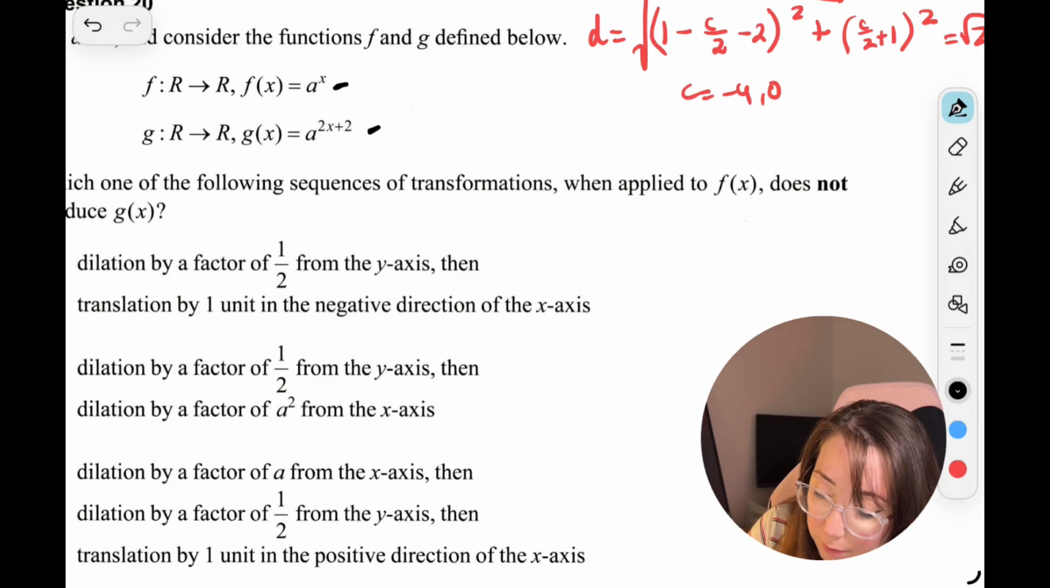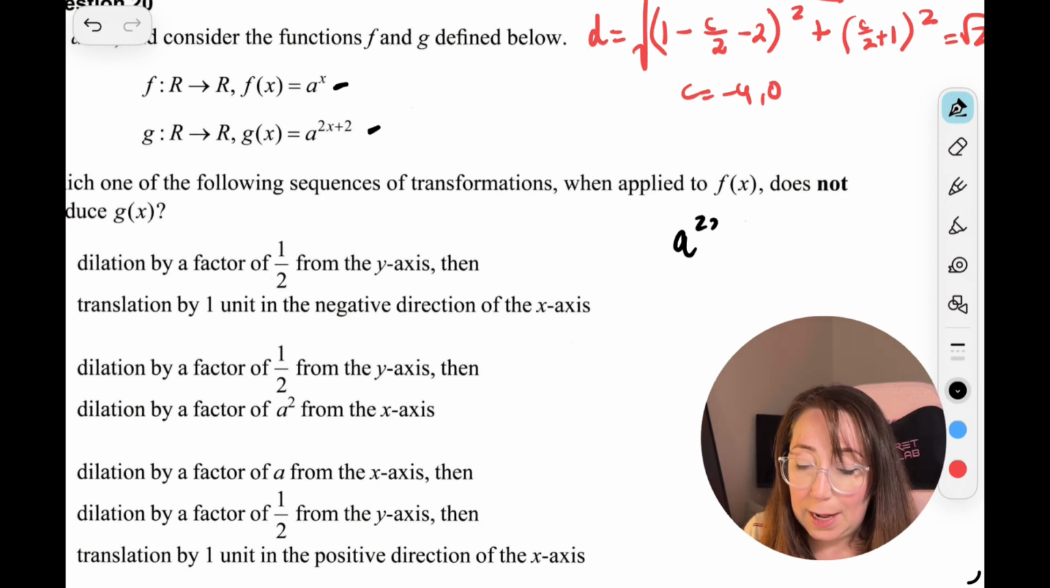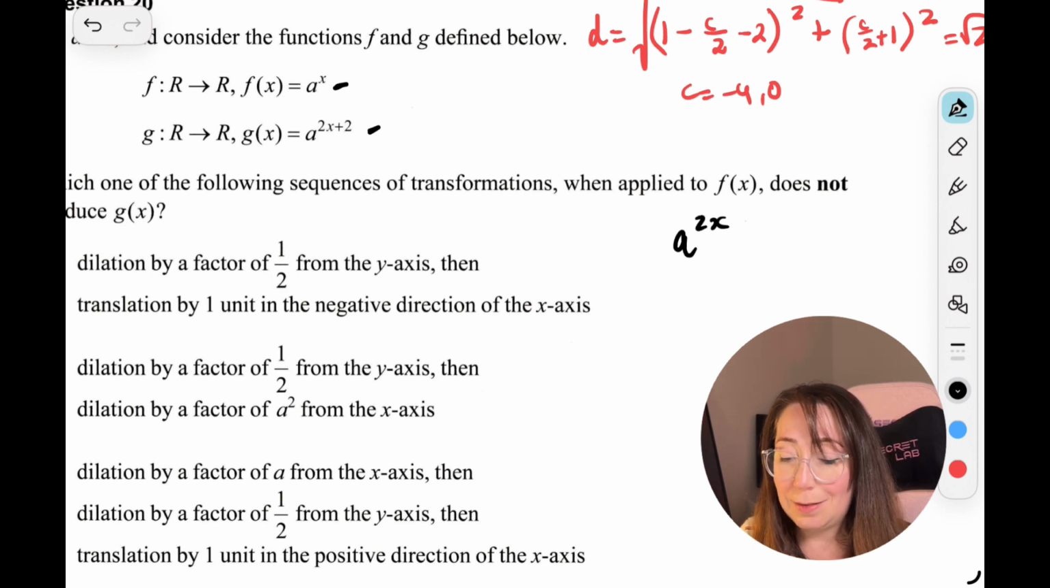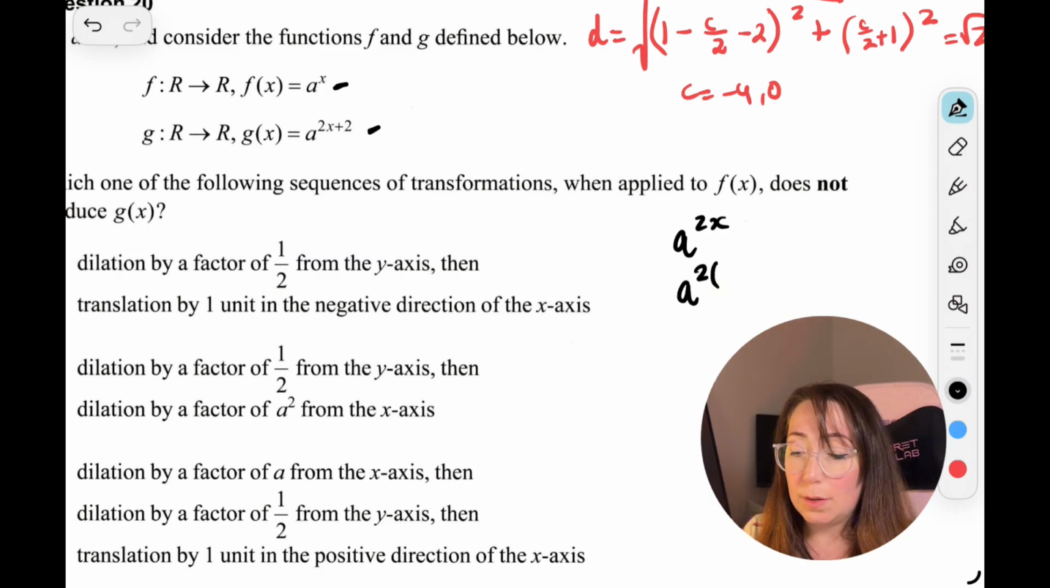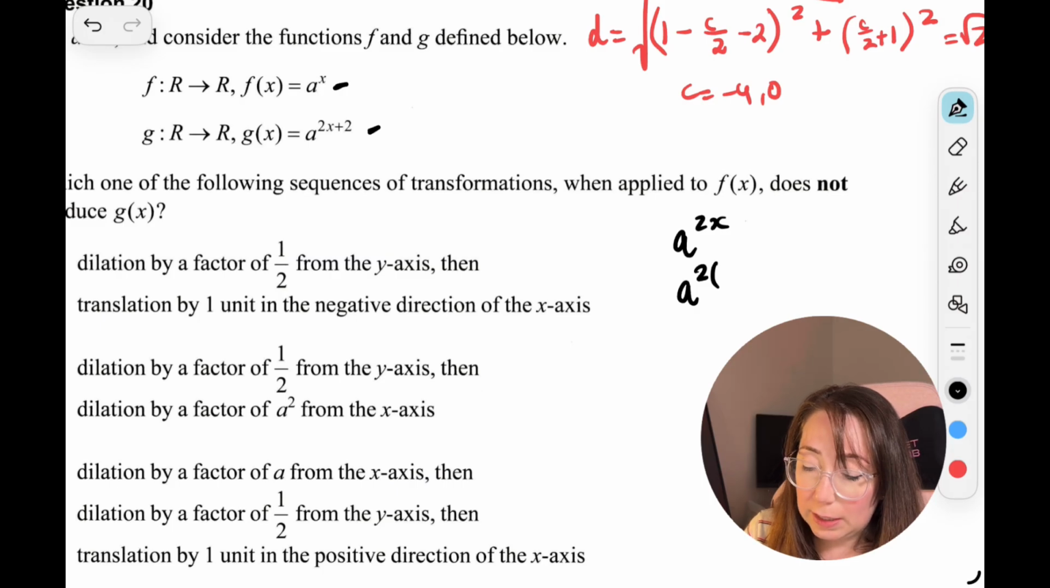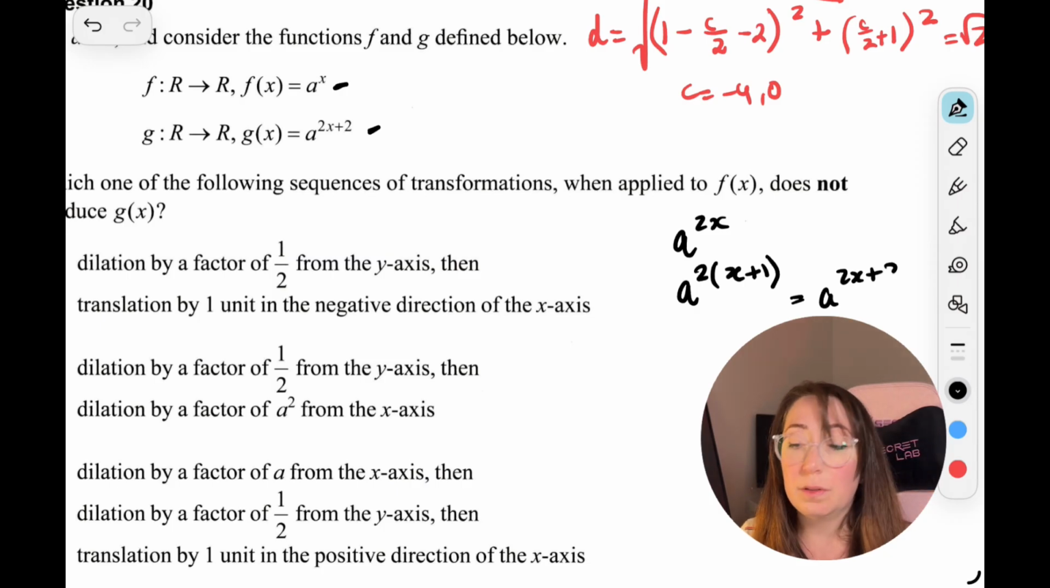So we've got a to the power of x. So first one says we've got a dilation of a half from the y-axis. Now remember, this flips when it's applied to the x value. So that's 2x. And then we've got a translation of 1 unit in the negative direction. And you have to remember, when we apply it directly to the function itself, we put it in brackets. So negative direction of the x-axis, opposite again, a to the 2x plus 2. So you have to just remember these rules of transformations. So that in fact gives me g.